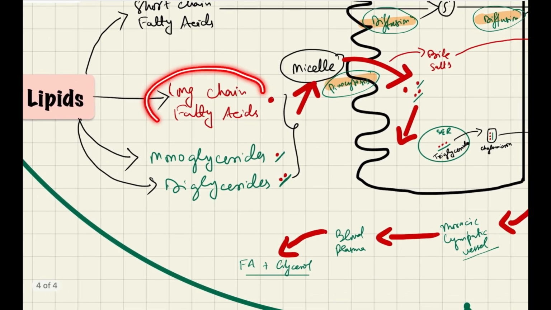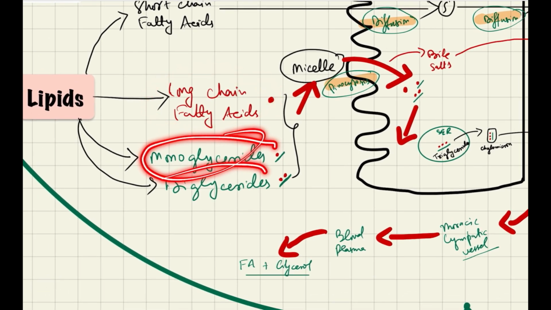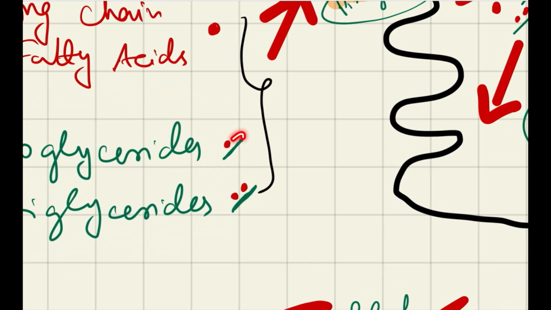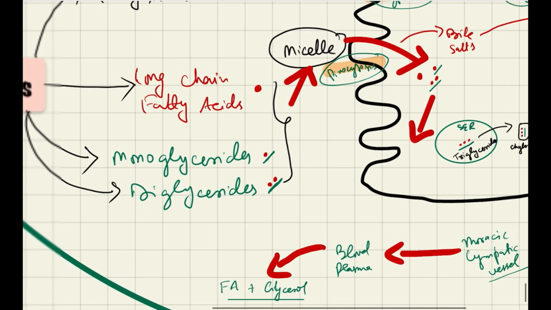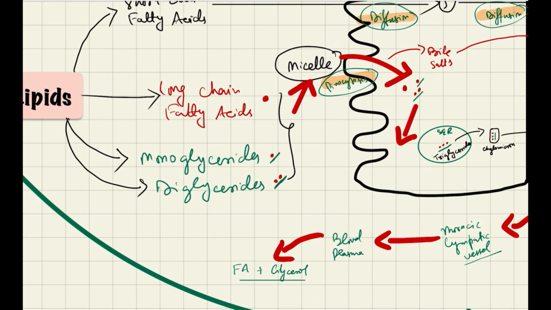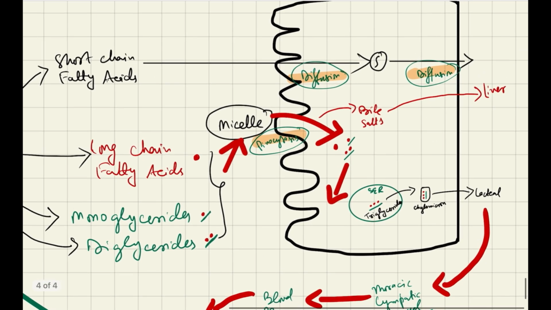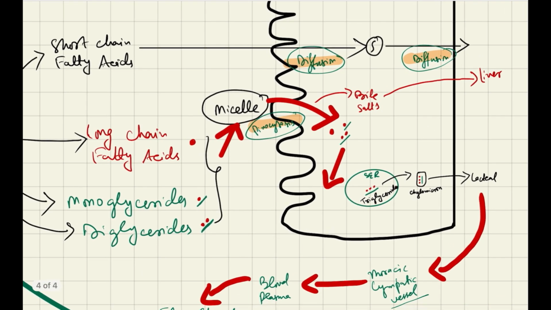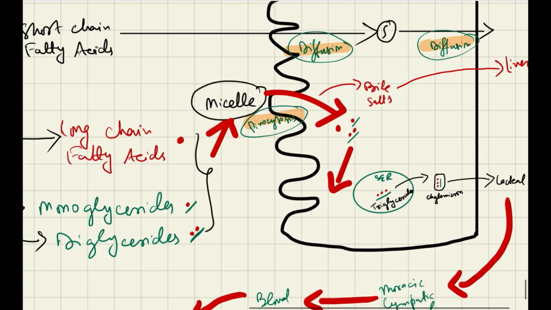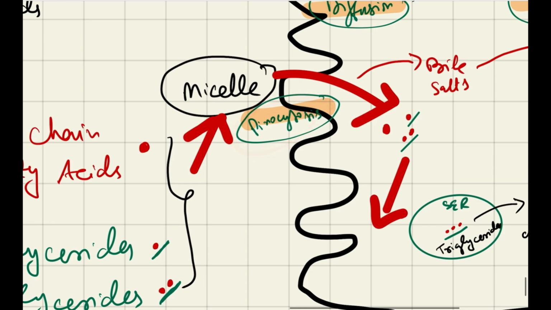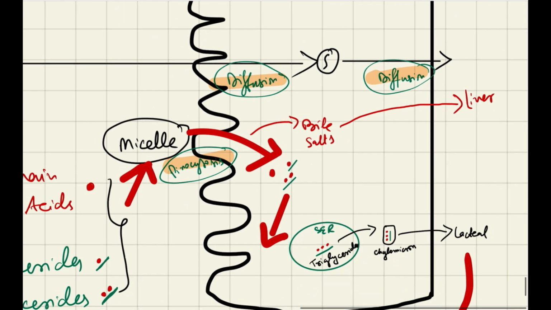But with respect to long chain fatty acids, monoglycerides or diglycerides, where a monoglyceride means a glycerol molecule and one fatty acid chain, and a diglyceride means two fatty acids and one glycerol molecule, what happens? They are large molecules and they cannot directly diffuse. So first a micelle is created with the help of bile salts that helps in easy pinocytosis into the cell. From there bile salts get separated and move to the liver, and this circulation is known as enterohepatic circulation.